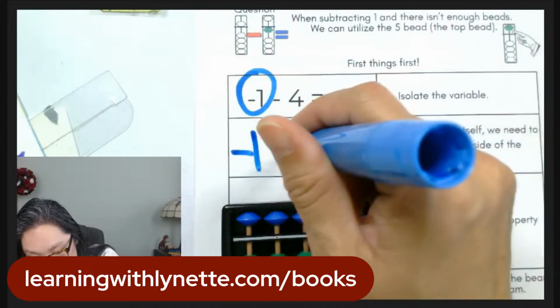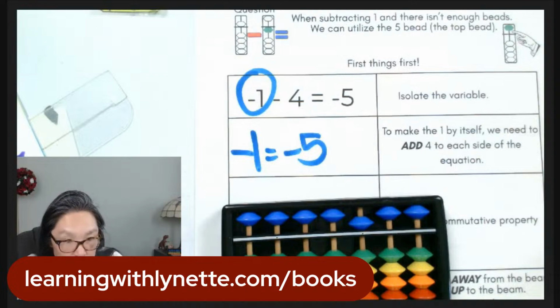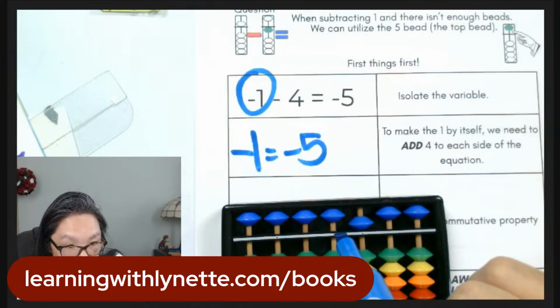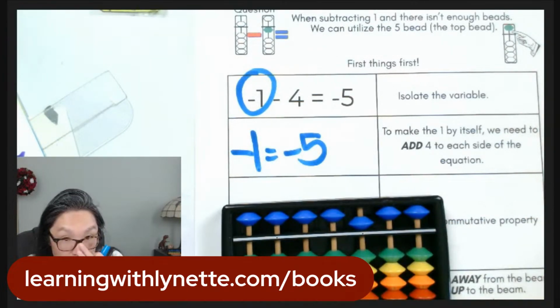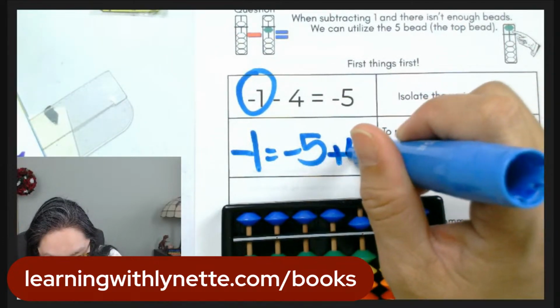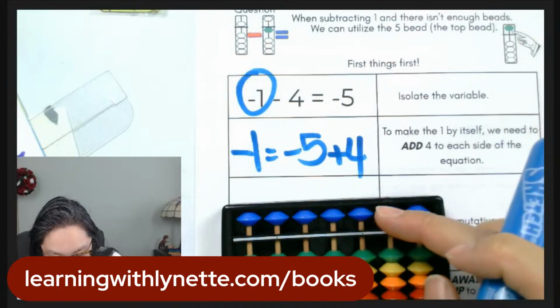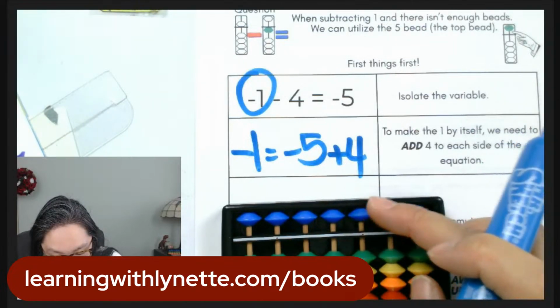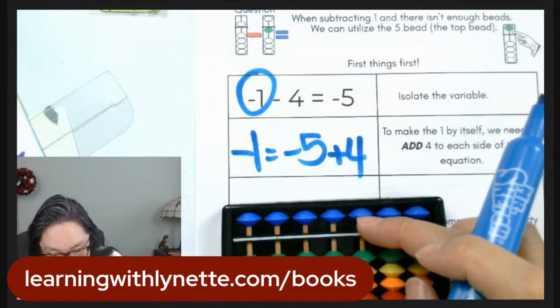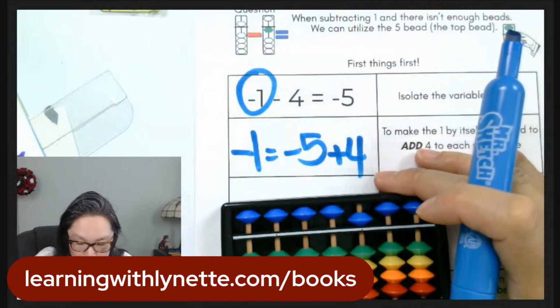So if I do minus 1 equals minus 5, what are we doing? Well, if you notice, this is not balanced. So if it's not balanced, what are we going to do? To balance it, we need to add the 4. Why are we doing that? Because if we take away the 5, it's not a balance, right? Because what are we trying to do? We're trying to go through our question.